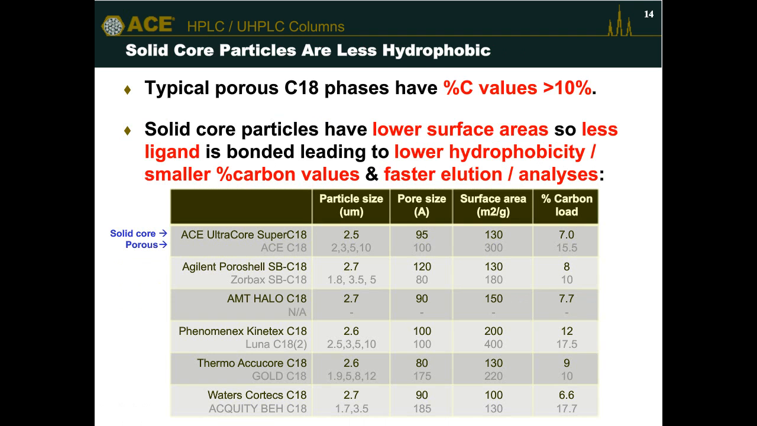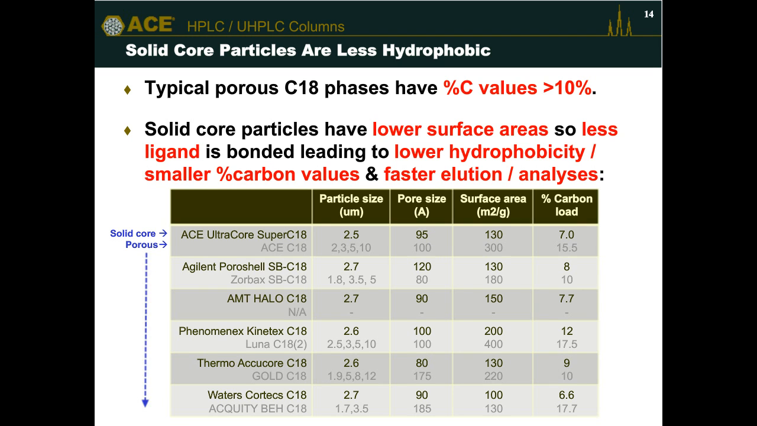And if you then go to solid core particles and you look at the solid core column versus the equivalent fully porous column, you'll see that the surface area is lower and then the percentage carbon load is lower for any vendor that you look at. And this is just because of the particle architecture. So this means that we have less hydrophobic solid core phases, meaning we can, in theory, have much faster runtimes when we develop our methods on this type of technology column.